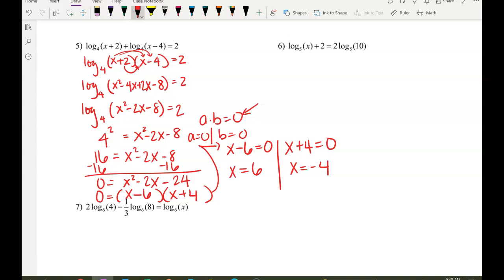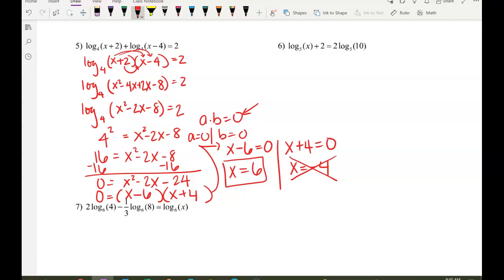No. Let's plug it in. Plug 6 in. Is that going to make any of our logs negative? No. Plug negative 4 in. Yes. So 6 is the only one that we can keep. Negative 4 is the extraneous answer that we can't keep. Does that make sense? What is an extraneous answer? An answer that we cannot keep. Okay. We solved it. It appeared. Just can't keep it.